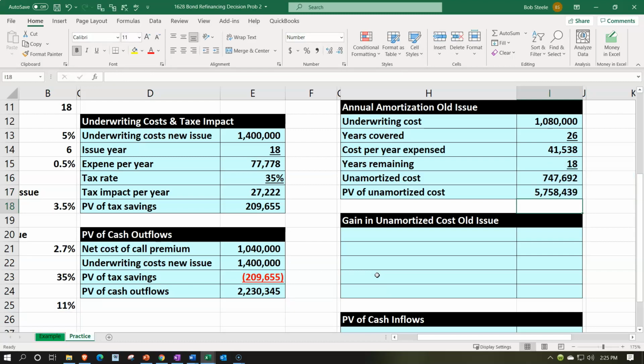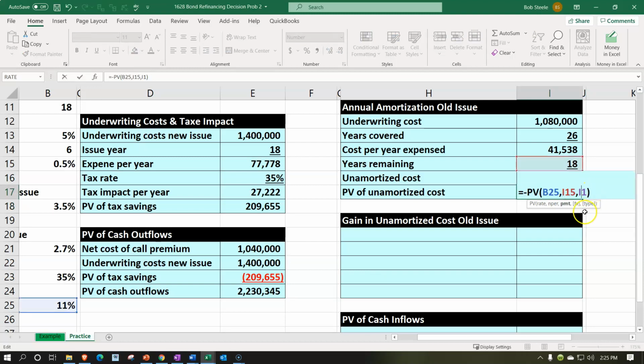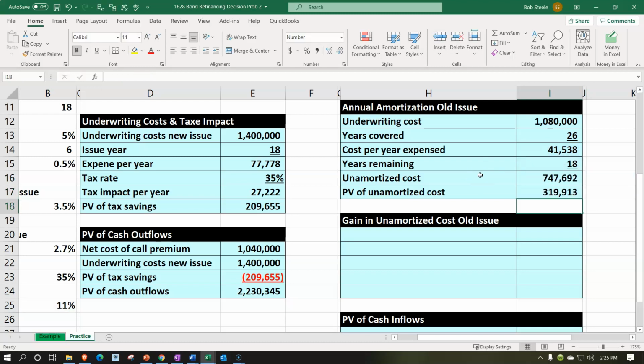And that will then give us, hold on, that's not right. The payment's not right. The payment is going to be the cost per year, the 41,538, and then enter. And so there's going to be our 319,913.